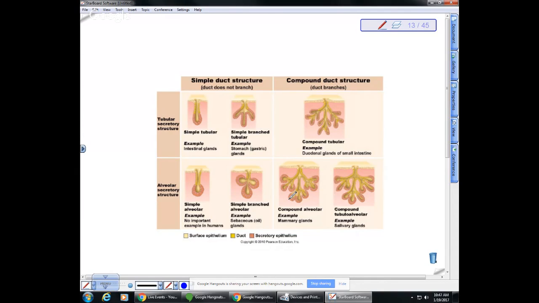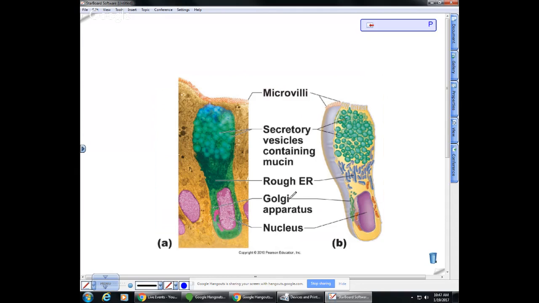Okay, so it's important. I wanted to mention that there is an example of unicellular, so this would also be on structural classification, unicellular versus multicellular. The goblet cell is an example of a unicellular gland, for example in the stomach, because the epithelial tissue of our stomach produces mucus, and the mucous membrane is what keeps our stomach from being self-digested.